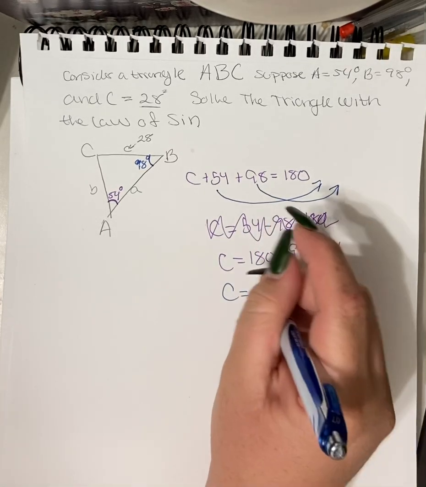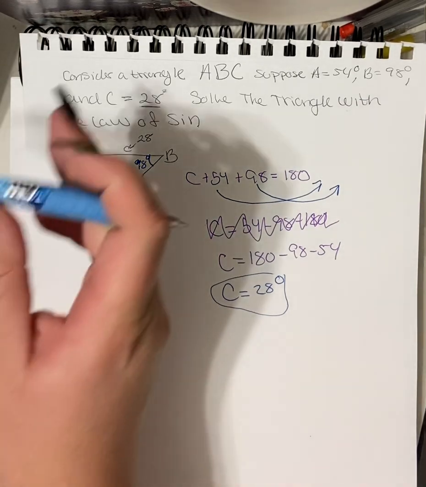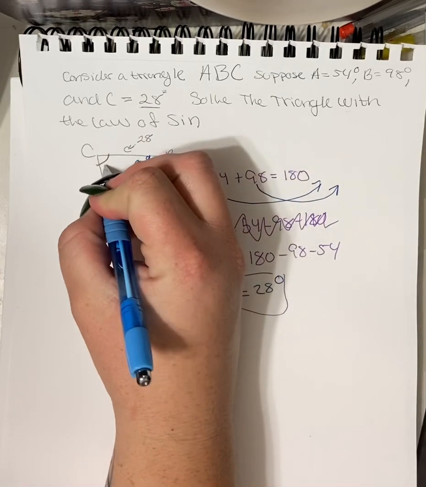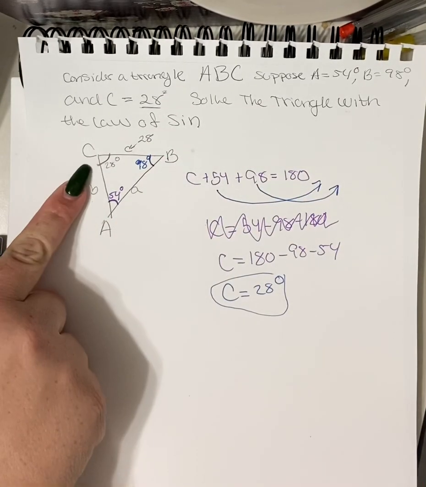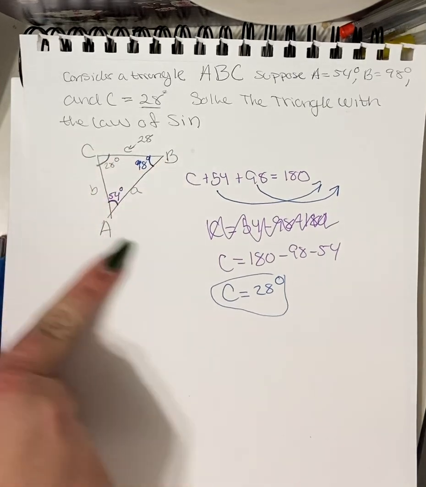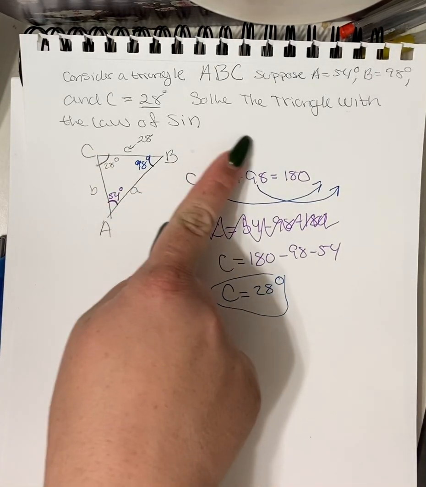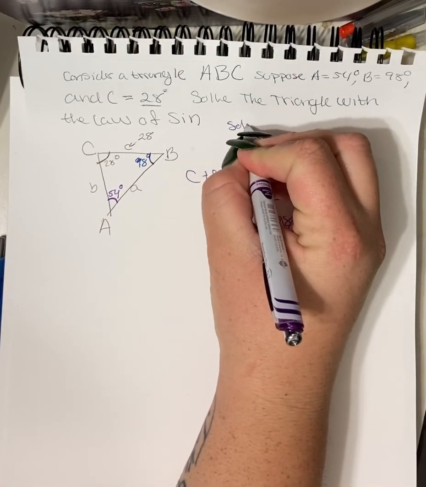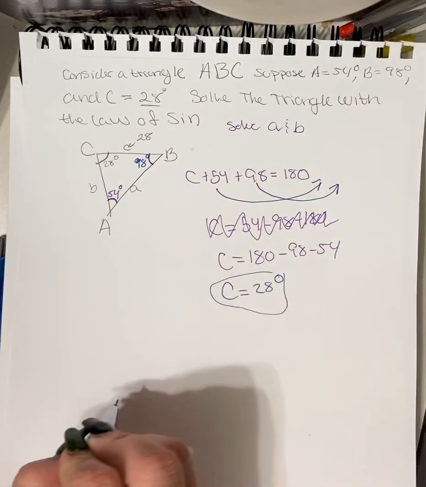Okay? So now I know that big C is 28 degrees. Okay? I know that for sure. So I have my degrees. Okay, now I want to figure out what A and B are. I need to solve A and B, right?